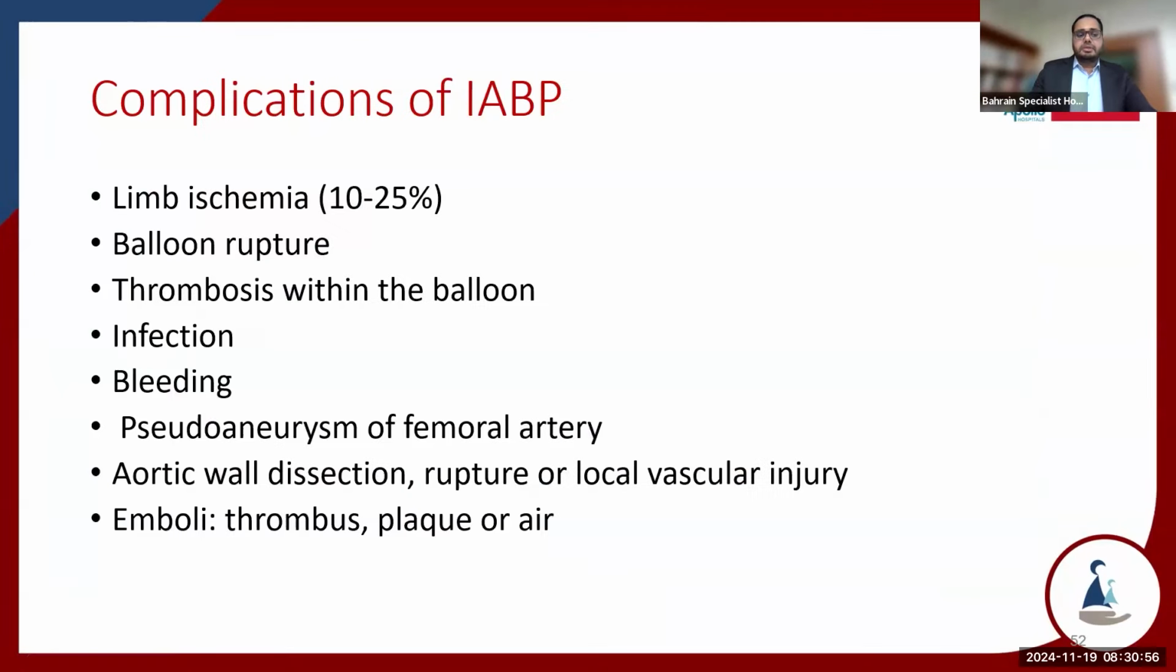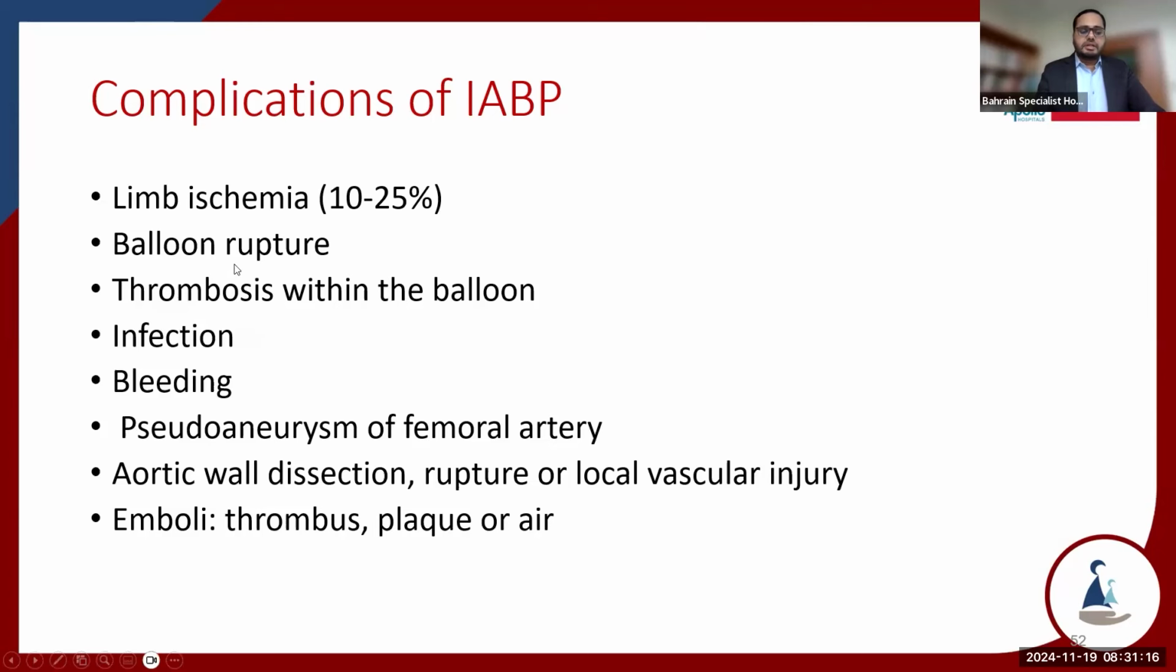The complications of IABP: limb ischemia, because you are putting it through a femoral artery and the patient is not able to move. There is a 10 to 20% chance of limb ischemia. The machine comes with an inbuilt Doppler, so you keep monitoring the peripheral pulses, the dorsalis pedis and the posterior tibial arteries. You can feel them with the Doppler.